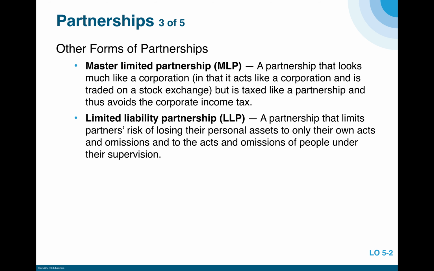So, some other forms of partnerships here. A master limited partnership is a partnership that looks much like a corporation and acts like a corporation. It is traded on a stock exchange, but is taxed like a partnership and thus avoids a corporate income tax. A limited liability partnership is a partnership that limits partners' risk of losing their personal assets to only their own acts and omissions, and the acts and omissions of people under their supervision.